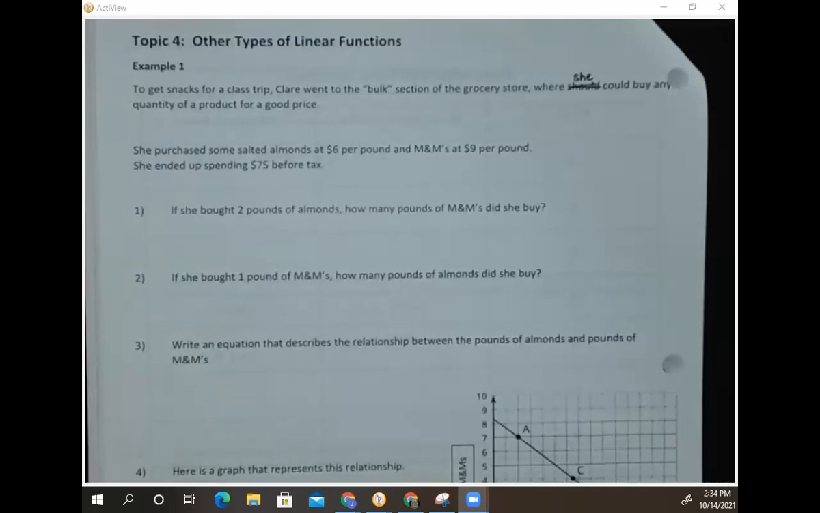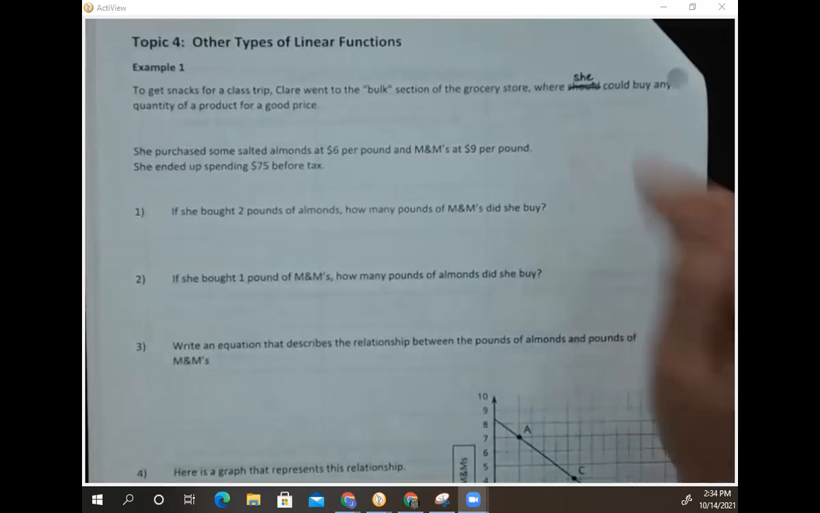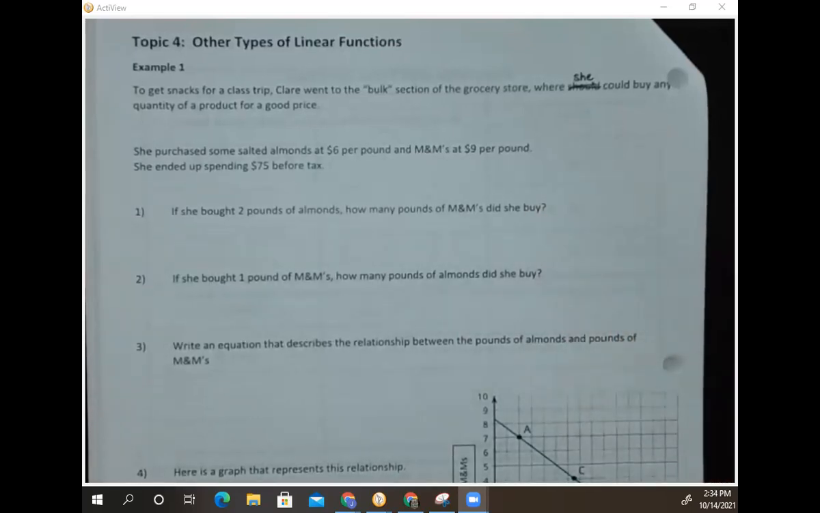Okay. So that's where she's going to buy snacks, and it says she could buy any quantity of a product. So that's important for this problem, any quantity. So I could buy exactly 1 pound of granola or gummy worms, or I could say I want like this much and scoop however much I want into a bag. And if it's exactly 2 pounds, great. If it's 1.783 pounds, that's fine too. Does that make sense? So the prices are always listed per pound for those things, but I don't have to buy in exactly 1 pound increments, okay? Any quantity is fine.